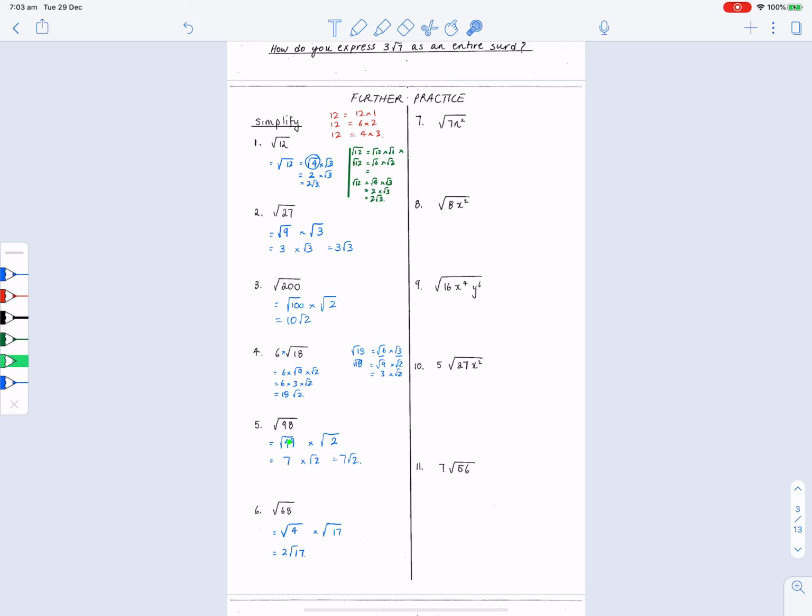Because when this simplifies to a whole number, I like having that at the front of the surd. See? I wrote the root 4, then the root 17, because root 4 is going to simplify to the 2. And that stays as it is.